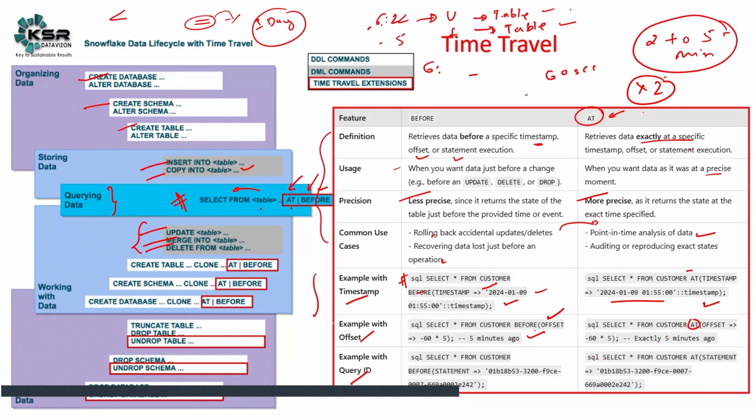Any confusion between timestamp and offset? No confusion? Can we go one more time with offset?